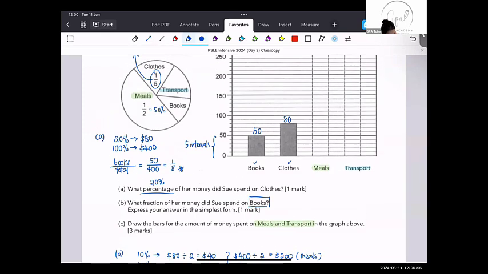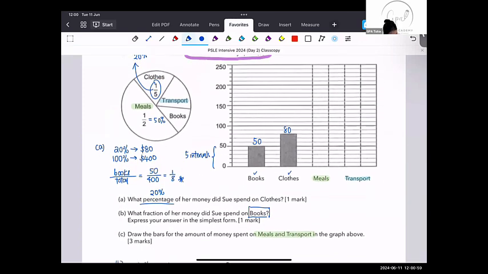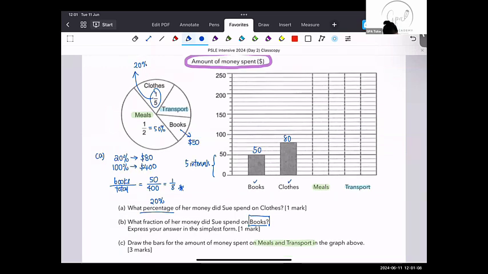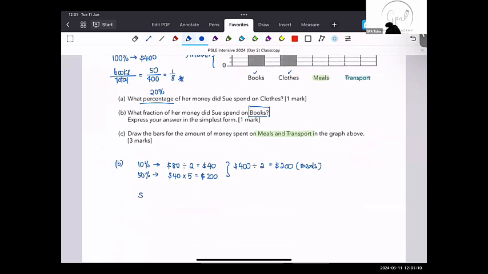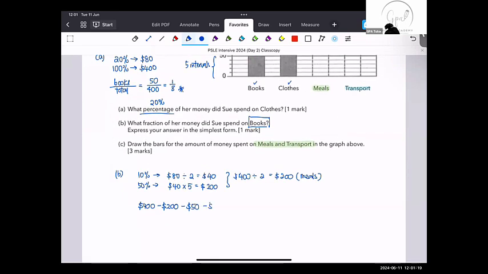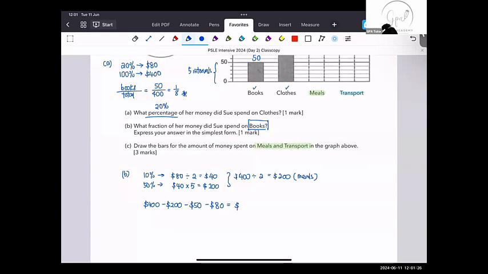Next, if you have found the meals and the clothes, can you find the transport? Yes, books is $50. So what can I do? I can take $400 minus $200 minus the books, which is 50, minus the clothes, which is 80. What is the amount of money that you will have? 70. So this will be for the transport.